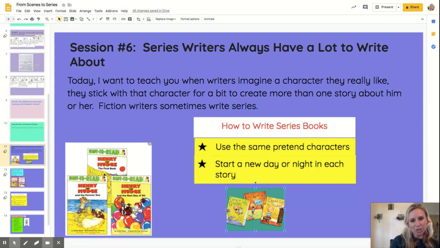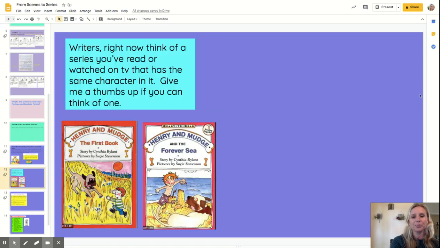Cynthia Rylant, when she started writing Henry and Mudge, didn't just write one book and then create a whole new book about a bunch of different characters. She did what we're doing here, you can see on our chart. She used the same pretend characters. And then she started a new day or night for the story. So she may have one story for Henry and Mudge that was the best birthday party, and then the next time she wrote a book, it was an adventure about the beach. So you're thinking of something realistic that could really happen that you're writing about with the same characters.